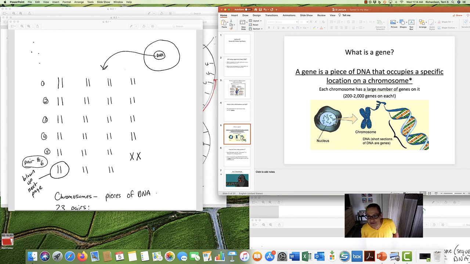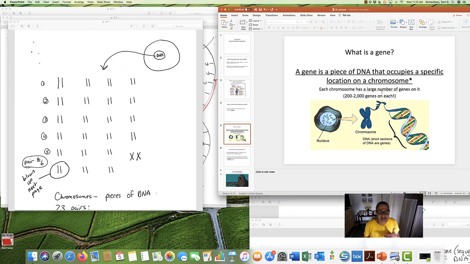This is just the same as what I've drawn. There's our cell, there's the nucleus. If we blow it up, those little blue things are the chromosomes. And if we blew that up even more, we would see that double helix with the A's and T's and the C's and G's, those nucleotides binding together. Now you see on the slide, each of our 46 chromosomes has a large number of genes on it, between 200 and 2,000 genes on each chromosome.